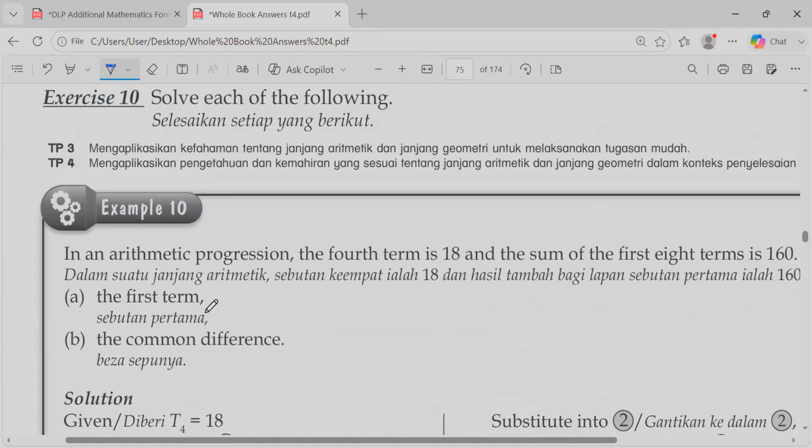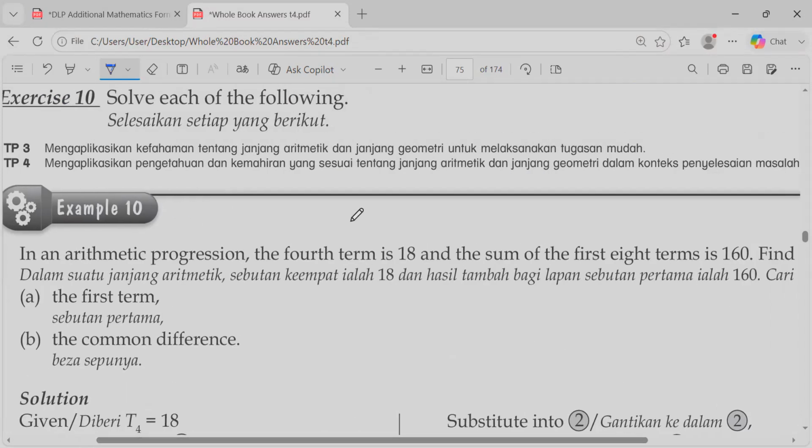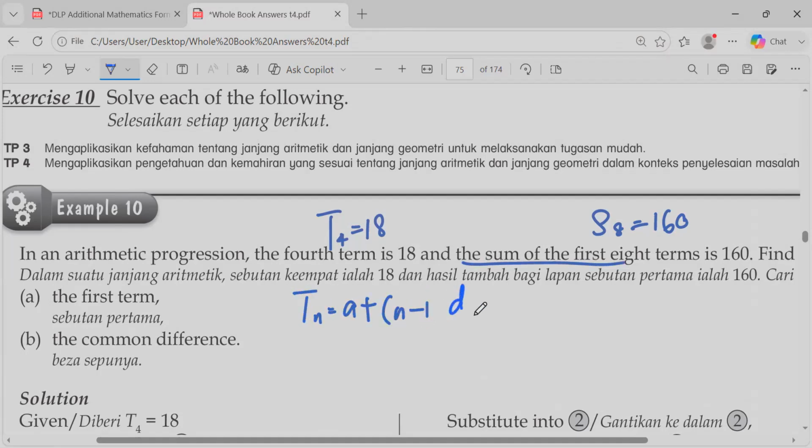Next we look at the question again. This is the question. Solve the equation. The fourth term is 18. The sum of the 8 terms is 160. So we got two pieces of information. What we have just learned, these two formulas, the common formulas.